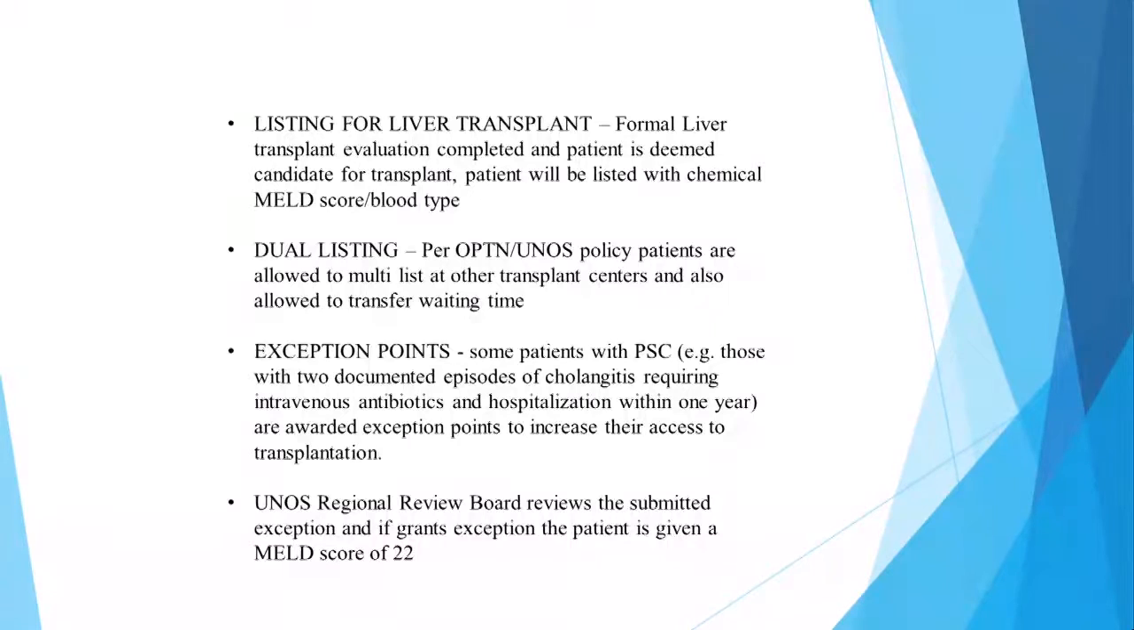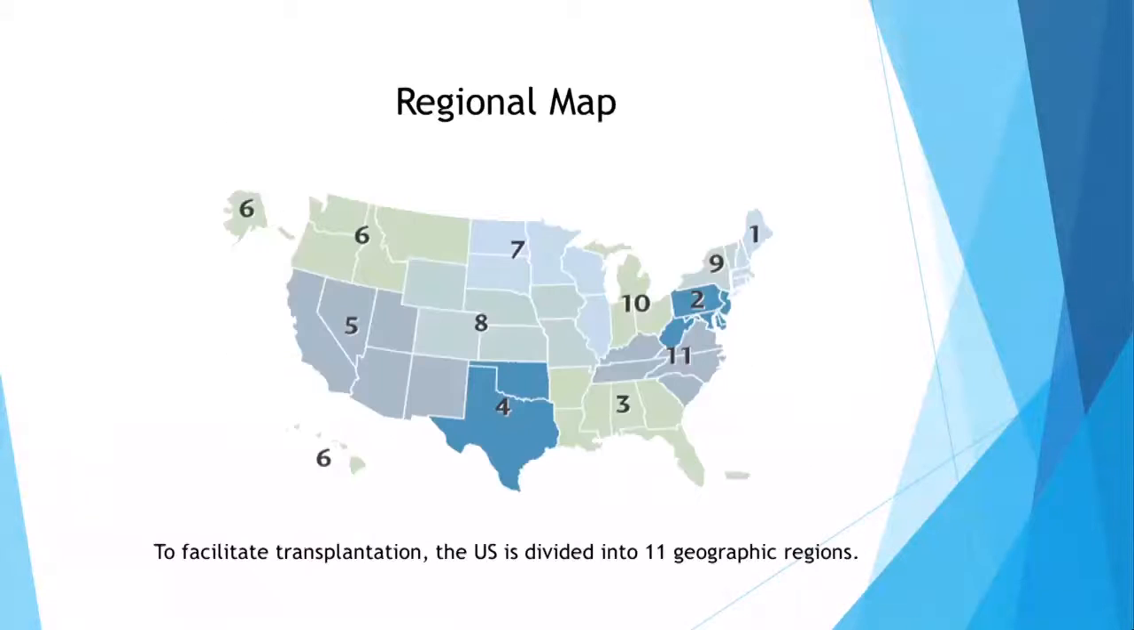Exception points. Some patients with PSC are awarded exception points to increase their access to transplantation. So what that means is if you have cholangitis, so an infection in your bile ducts, and you are admitted into the hospital and you receive IV antibiotics approximately 2 to 3 times in a 6-month period, you may be eligible to receive an exception. So what that means, and I'll show you on this next slide here, is we are divided up by regions over the United States. There are 11 total regions that UNOS has divided us into. So we're in region 10.